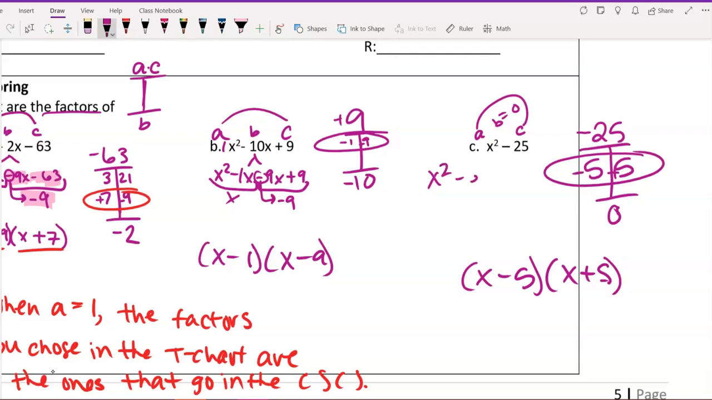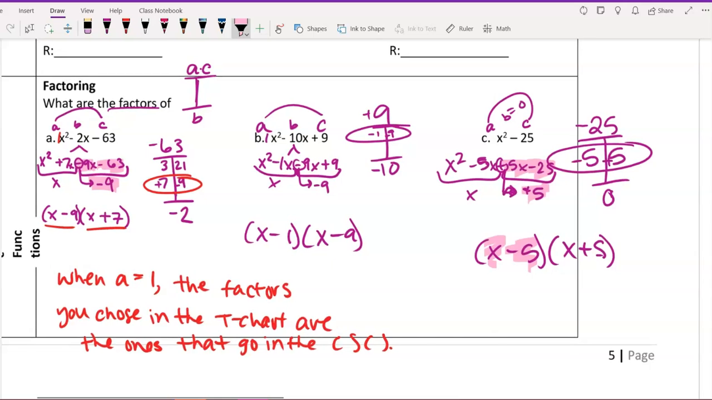X squared minus 5x plus 5x minus 25. Now, from the first group, we can take out an x, and from the second group, we can take out a +5. So our first set of parentheses is x plus 5, and our second set of parentheses can be 5x divided by 5 to get us x, and -25 divided by 5 to get us -5. So just a cool little trick here. When a value is 1, the factors you chose in the t-chart are the factors that go in the parentheses.